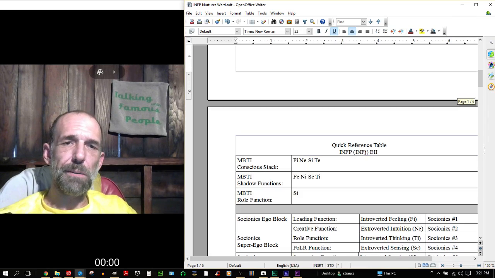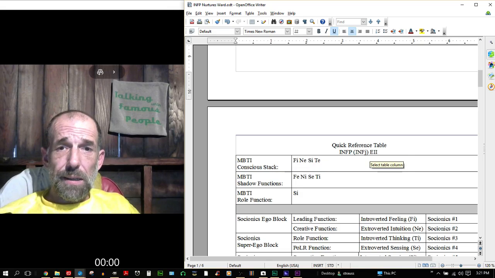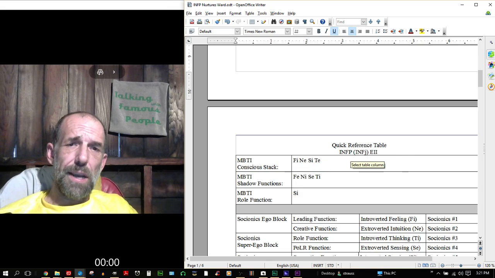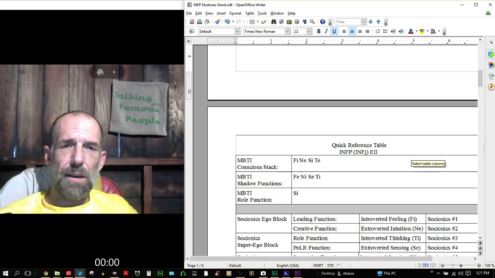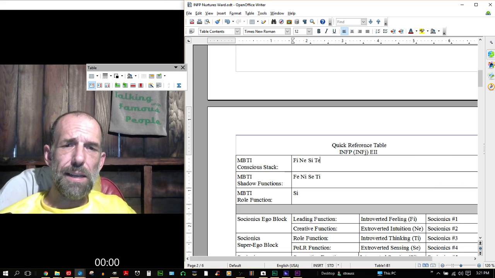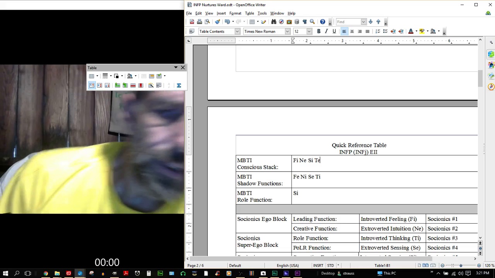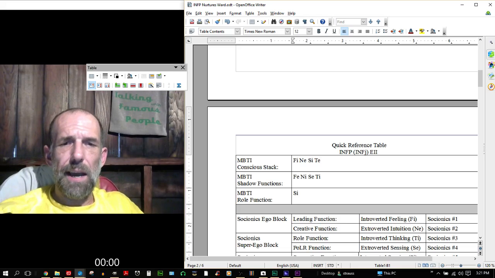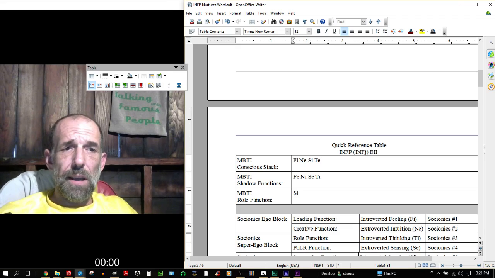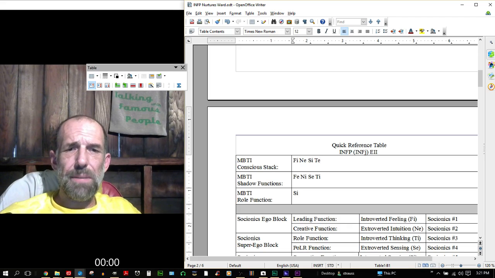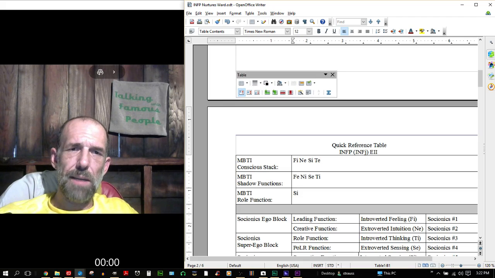Let's look at the quick reference table. First of all, the INFP, or INFJ in socionics, is also known as the EII, the Ethical Intuitive Introvert. They have a conscious stack in MBTI of Fi, Ne, Si, Te, and the shadow functions in MBTI are Fe, Ni, Se, Ti. And note here I've put down as well the MBTI role function of Si. It's not quite so relevant as it might be in another type, but I put it there anyway.